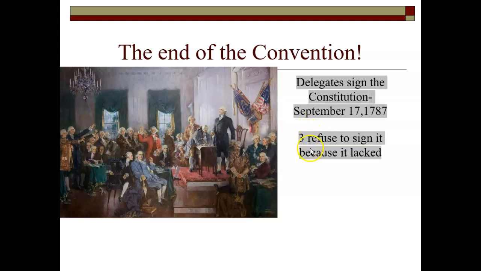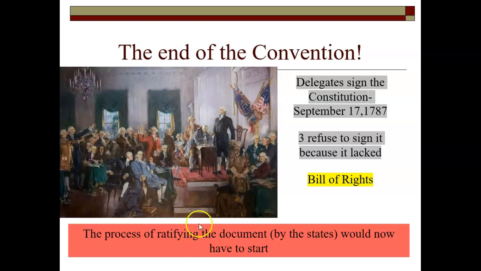So we talked about those 3 people who refused to sign it because of the Bill of Rights, but now you have to understand, since they had created this did not make it the new Constitution, the new law of the land. It had to go out to the states. So as it goes out to the states, they must begin this process of what is known as ratifying, or approving, the document that these men proposed. It is not yet the law of the land.